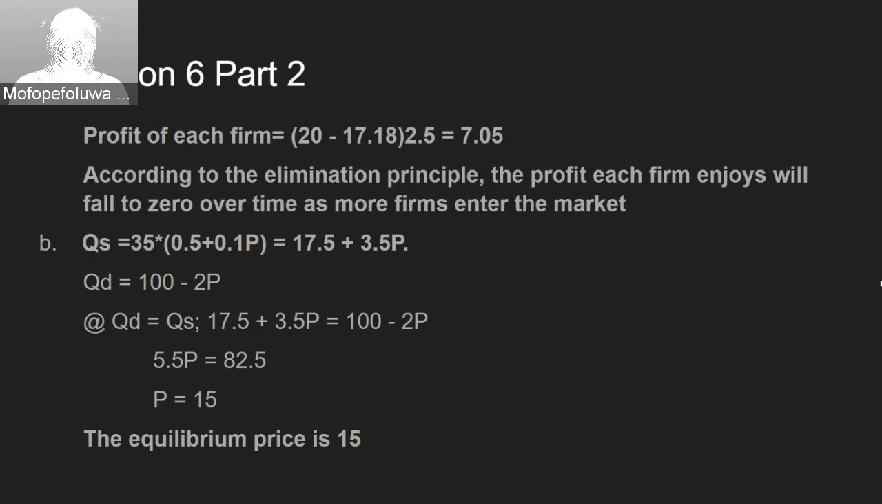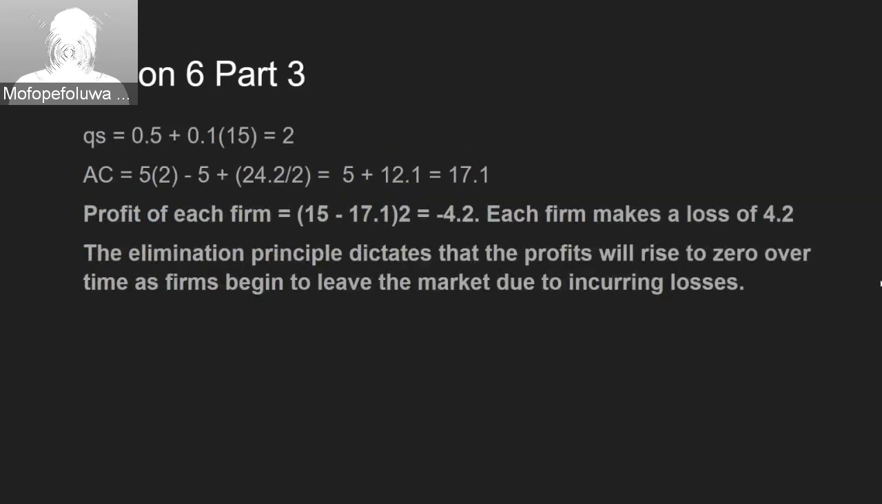And then for part B, we are told that the number of firms in the market is 35. Using the same methods highlighted in part A, we're able to find that the equilibrium price is $15 and the average cost is $17.10. This gives us a profit for each firm of negative $4.20, which basically means that each firm is making a loss of $4.20.